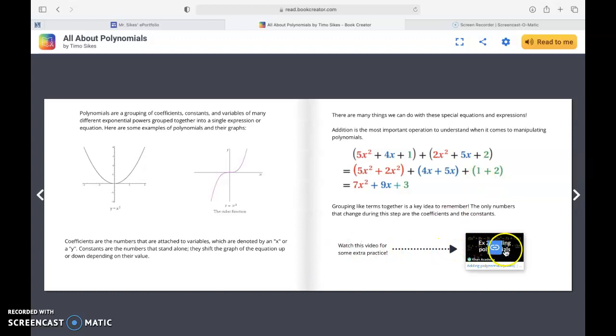and the 2. Got an extra video on there for students that just want extra practice or are confused. I kind of like this book because it makes it so you can work at your own pace. It's kind of nice.